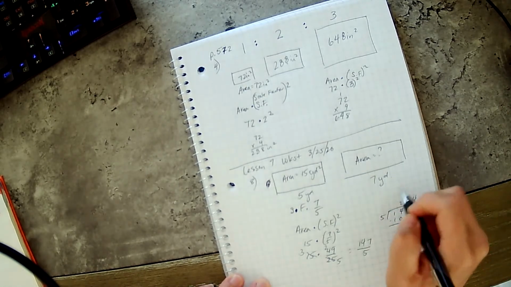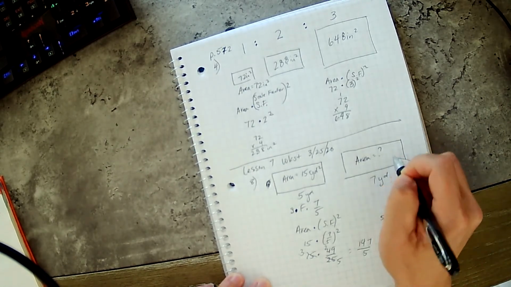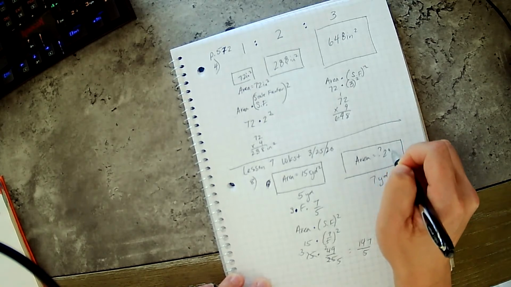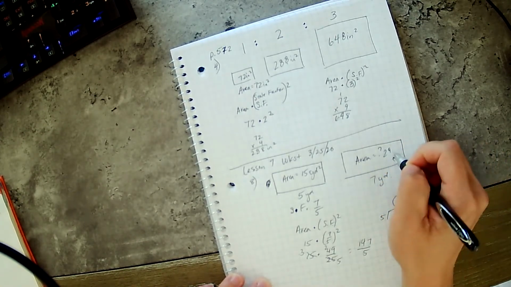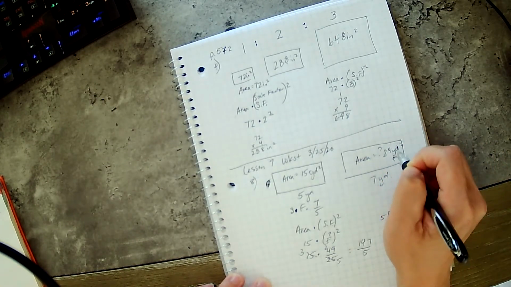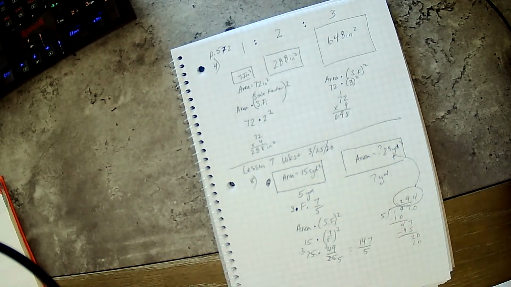Okay, so there you go. That's your area. So the area is going to be 29, I guess, whole number yard square. Okay. Any other questions?